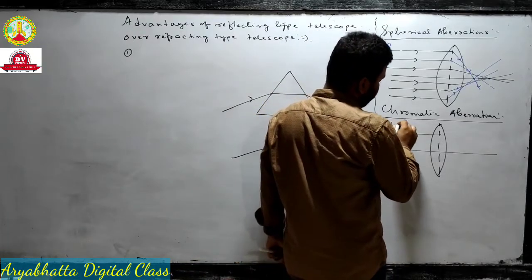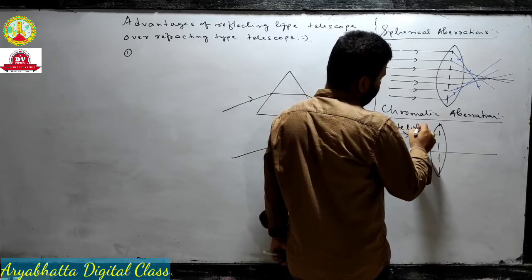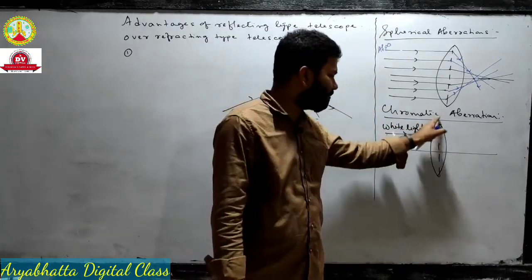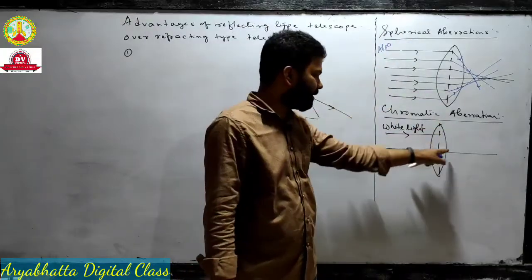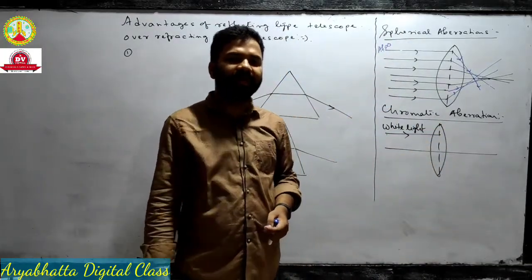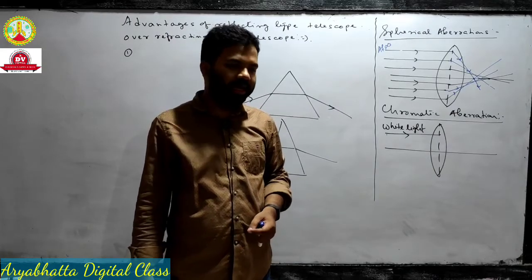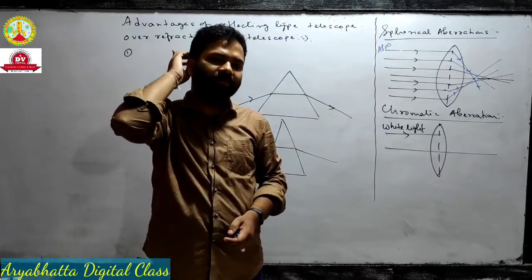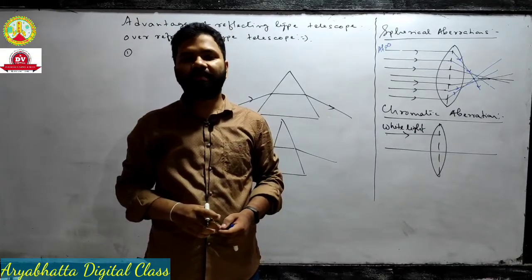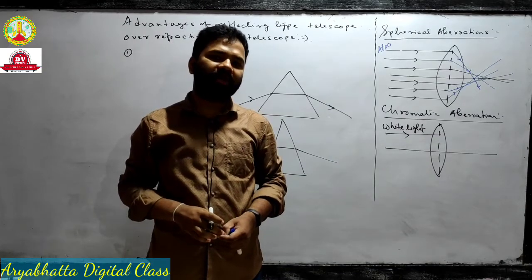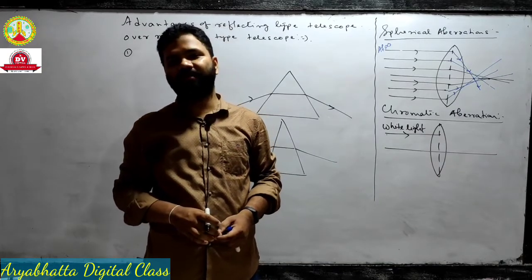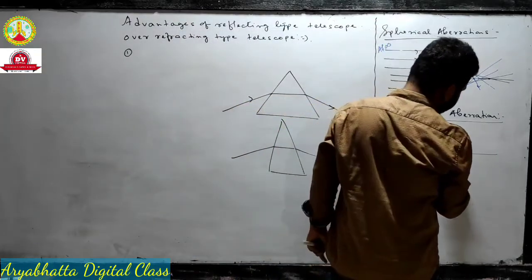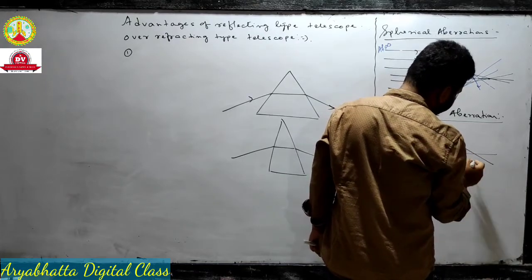And as you already know, if white light passes through some glass, then this portion is just like a prism. So the light ray will be split into its 7 constituent colors. And as you already know, the color of the light having the minimum wavelength, that is violet, suffers the maximum deviation, and the red color, having the maximum wavelength, suffers the least deviation. So suppose this is the red color, and this one is the violet color.